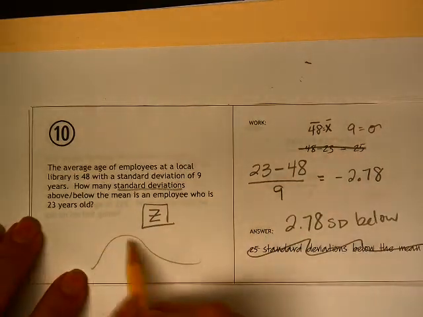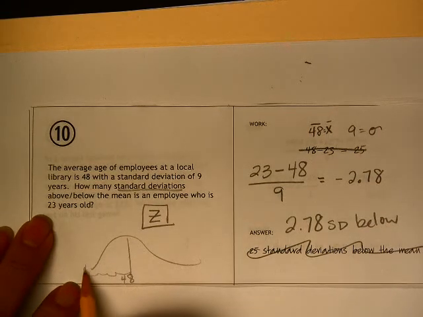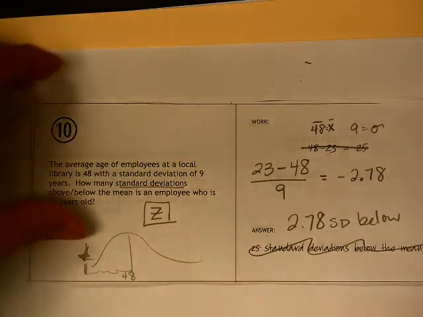And that would make sense, because if here is 48 and I have a standard deviation every 9, 23 is going to be way over there.